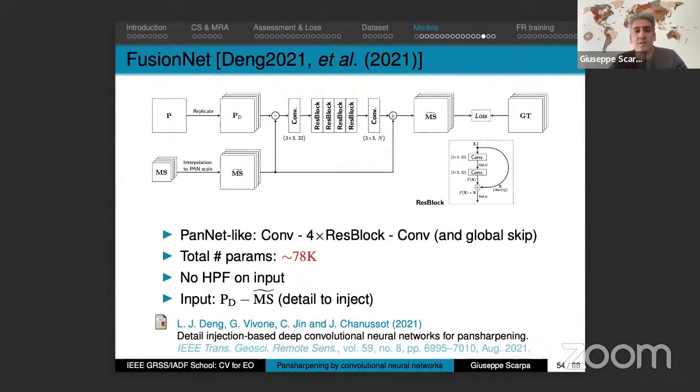Finally, FusionNet looks quite similar to PANNET, as it has four residual blocks on the backbone and a global skip connection. However, in input, the low-pass components are not discarded as in PANNET, because in PANNET we make the high-pass filtering. Here we take a difference between the PAN and the MS, which replaces the concatenation that is usually utilized to feed pan-sharpening models. Well, the idea is to give as input a sort of detail component, letting the network learn how to perform the injection on the multispectral part. This is a clear attempt to merge modern approaches like deep learning and traditional ones, such as multi-resolution analysis or component substitution.